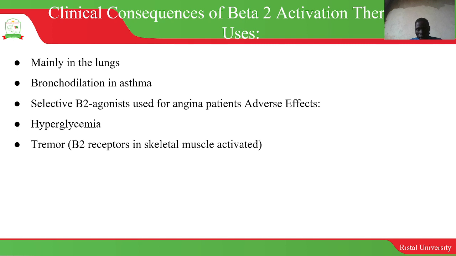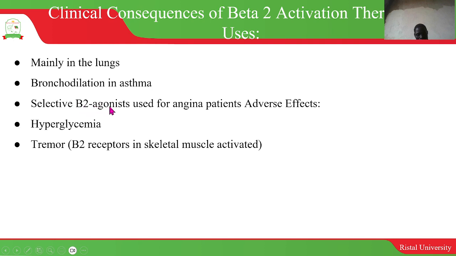Still looking at the consequences of beta 2 activation, the therapeutic use is mainly in the lungs. The difference you need to know is that beta 2, contrary to beta 1, acts mainly in the lungs, and their action is just bronchodilation. Most of the beta 2 agonists are the ones that we use as asthma drugs. They cause bronchodilation as in asthma. What happens in asthma is that an asthmatic patient has bronchoconstriction, but we use bronchodilators to help the airways open and the person can achieve gaseous exchange at the required levels.